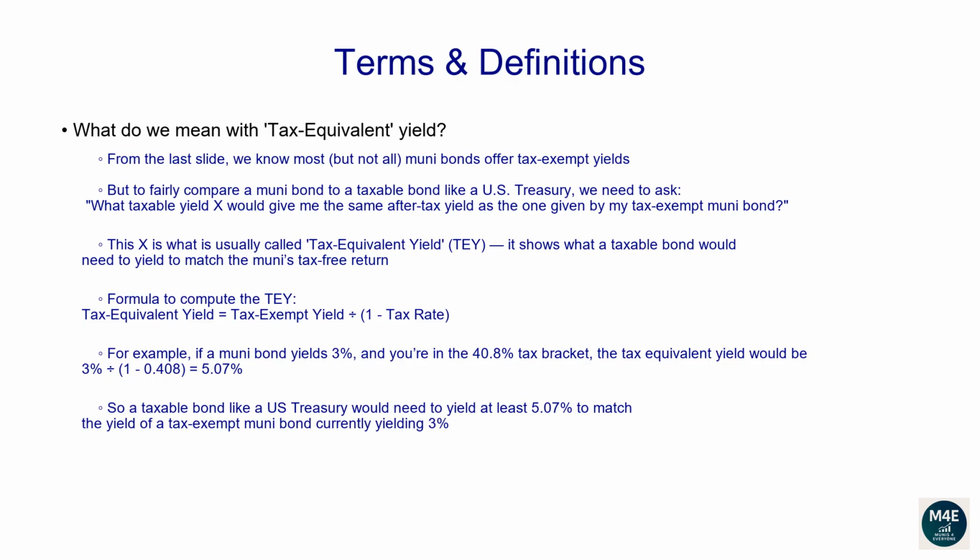For example, if a muni bond yields 3% and you're in the 40.8% tax bracket, the tax-equivalent yield would be 3% divided by 1 minus 40.8%, and that's equal to 5.07%. So, a taxable bond like a US Treasury would need to yield at least 5.07% to match the yield of a tax-exempt muni bond currently yielding 3%.